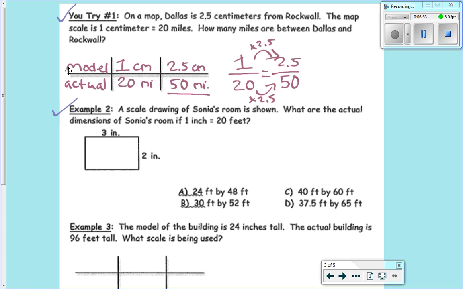Good, so 50 miles. Give her one big clap. 1, 2, 3. Questions? Clarify anything for that one? All right, do we have a volunteer for example number 2, Nikhil? We have a scale drawing of Sonia's room shown. What are the actual dimensions of Sonia's room if 1 inch equals 20 feet? Do both.